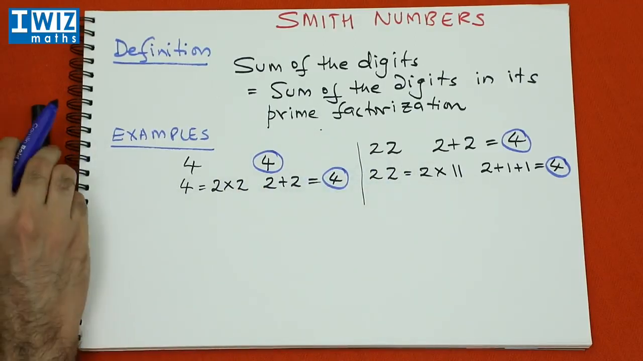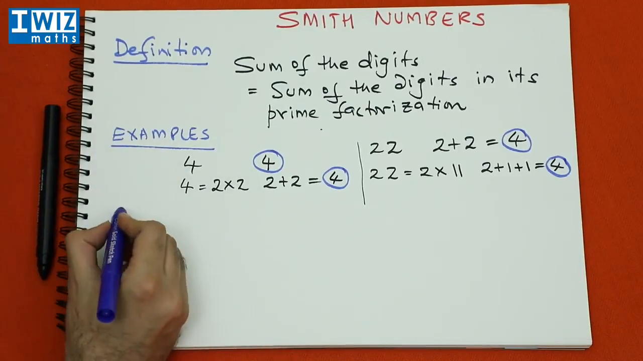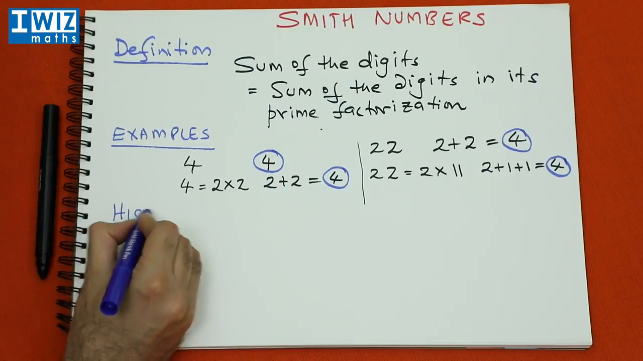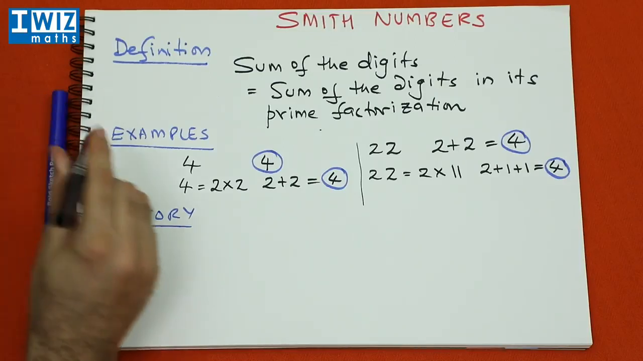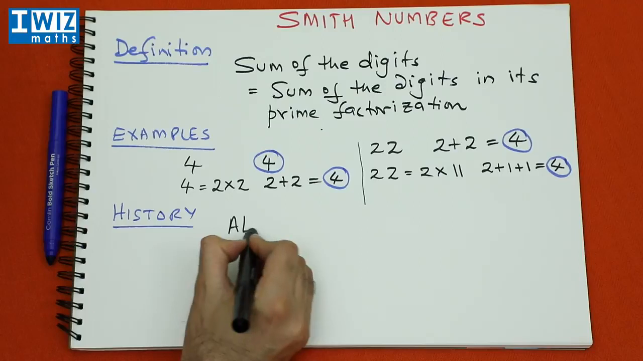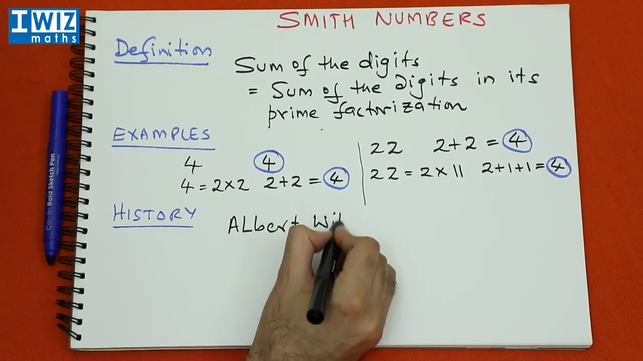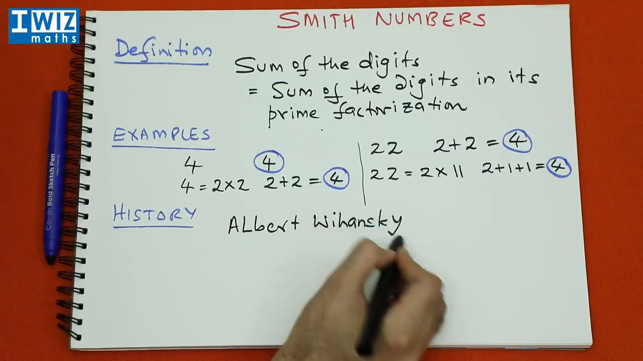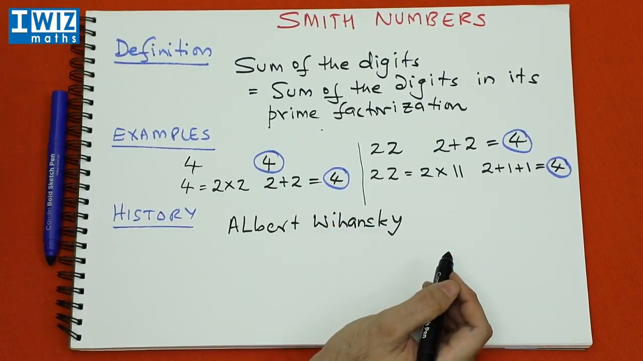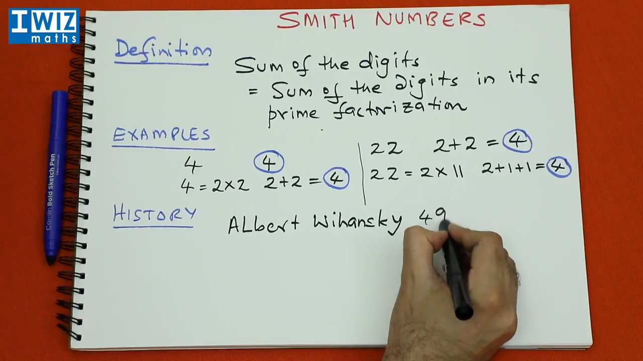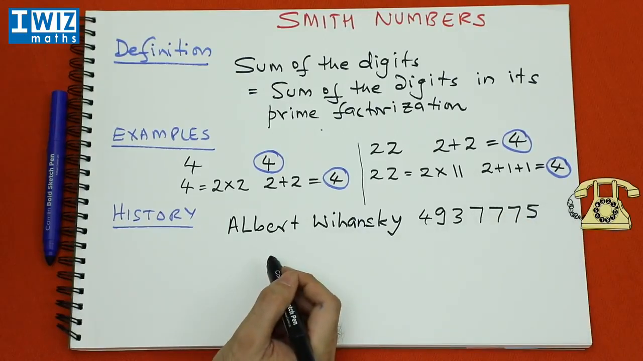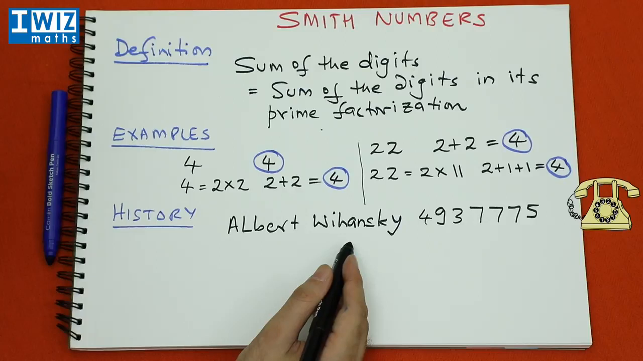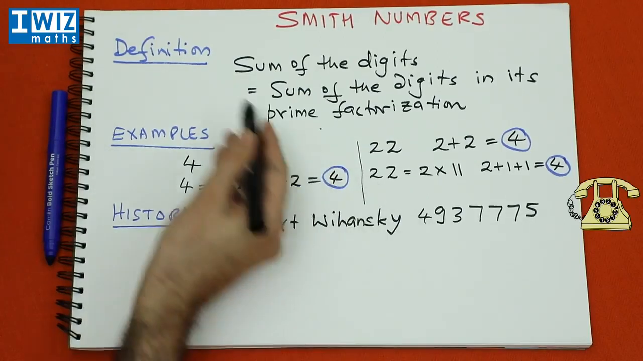Now these numbers have a slightly curious history in the sense of how they were actually discovered. So the history behind them is sort of rather interesting. There's a gentleman known as Albert Wilansky. And he was trying to call his brother-in-law, and his brother-in-law's telephone number was 4937775. And what Albert Wilansky noticed was that this particular number had this property.